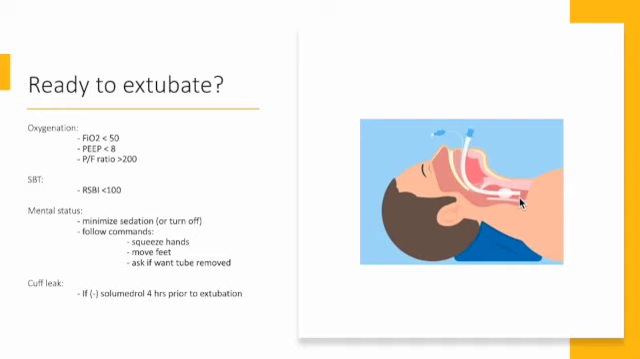So in summary, when you think the patient's ready to extubate based on their oxygenation, then you'll order an SBT. Another term for SBT is sprint trial. Calculate a RSBI score. If it's less than 100, then you want to ensure that their mental status is appropriate for extubation and that they're able to protect the airway. So you minimize sedation, ask them to follow commands. And the final step before extubation is evaluating for a cuff leak. If no cuff leak is detected, then you give them steroids prior to extubation.